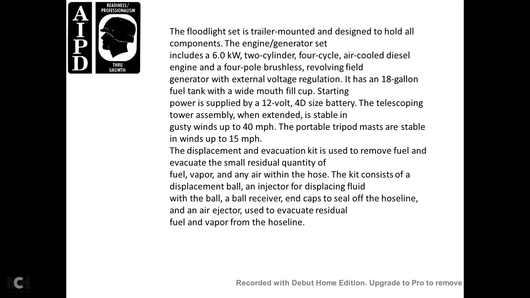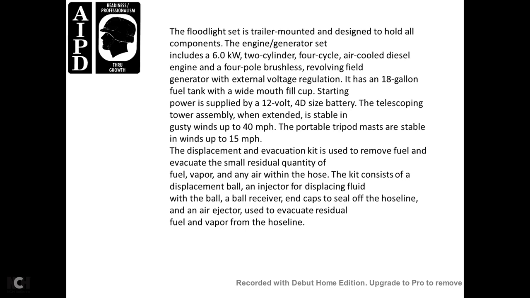The trailer-mounted floodlight set is designed to hold all the components for the engine generator. It includes a 6.0 kilowatt, 2-cylinder, 4-cycle air-cooled diesel engine with 4 pullable brushes, receiving fuel with external voltage regulation. It has an 18-gallon fuel tank with a wide mouth fill cap, starting with a power supply from a 12-volt 4D size battery, and a telescoping tower assembly that can be extended and withstands gusty winds of up to 40 miles per hour. The portable tripod mast is stable with winds up to 15 miles per hour.